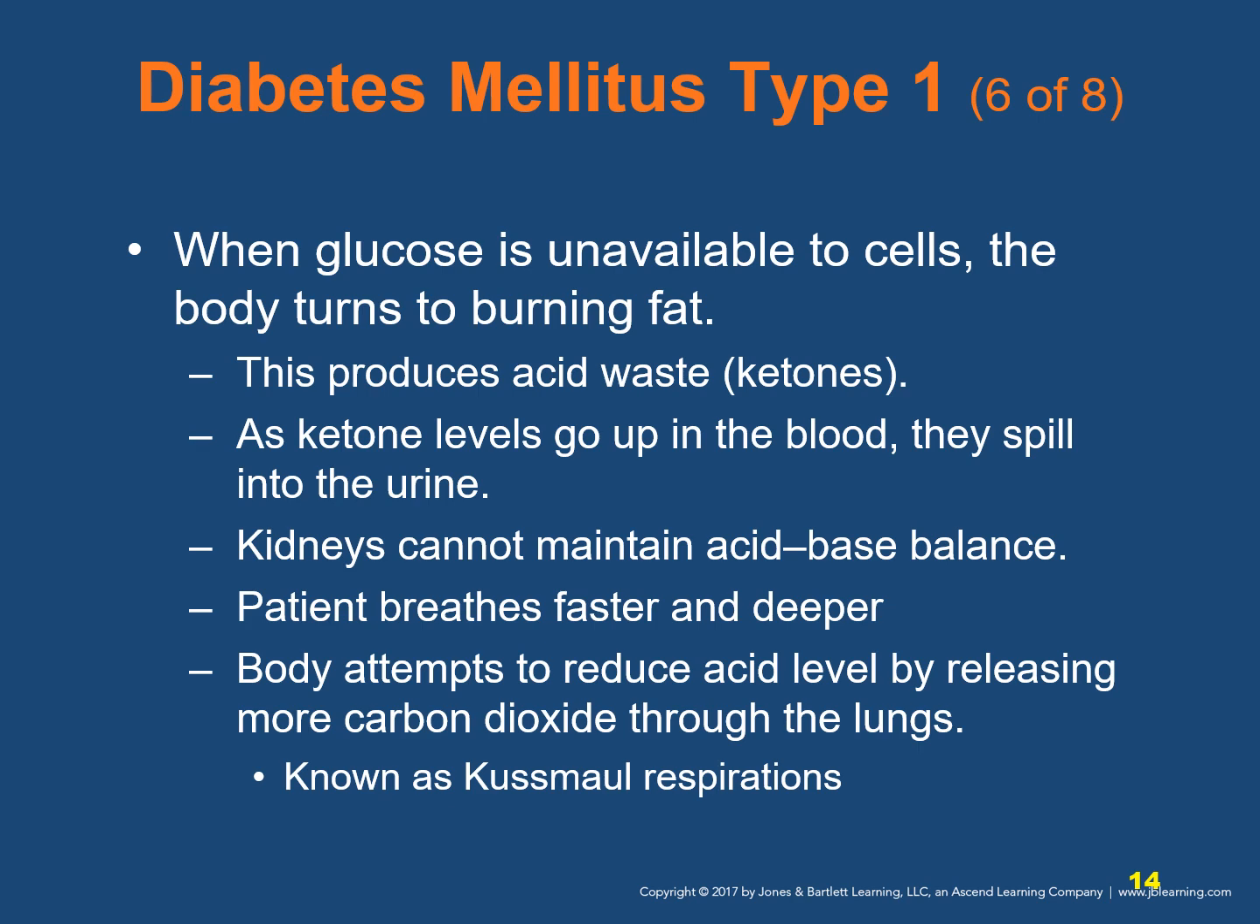When glucose is unavailable to cells, the body turns to burning fat. When the body burns fat rather than glucose, it produces acid waste, or ketones. As ketone levels go up in the blood, they spill into the urine. The kidneys become saturated with glucose and ketones and cannot maintain an acid-base balance in the body. The patient breathes faster and deeper as the body attempts to reduce the acid level by releasing more carbon dioxide through the lungs. This is known as Kussmaul respirations.